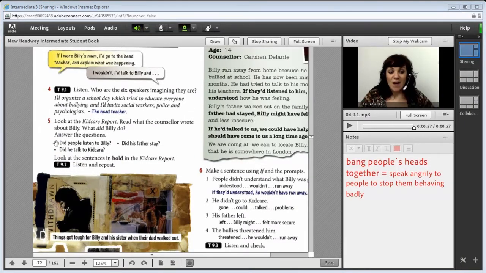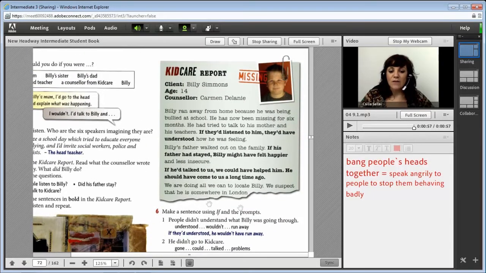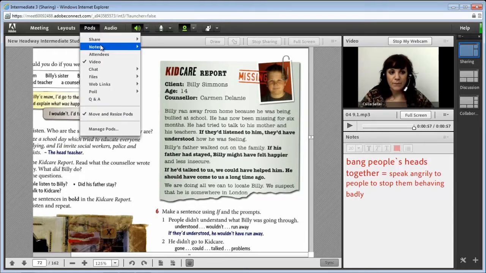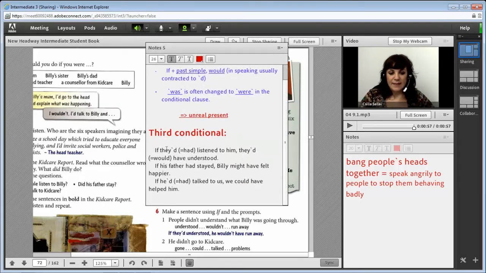Now let's check the answers to these questions together. So, did people listen to Billy? No, they didn't, unfortunately. Did he talk to Kid Care? No, he didn't. And did his father stay? No, he didn't. And how do we know the answers to these questions? Now let's have a look at this text again, now together, especially the sentences in bold. These 3 sentences.